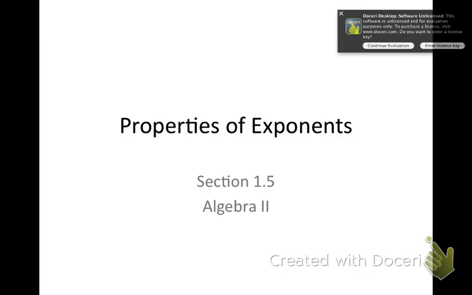So, properties of exponents today, section 1.5. Again, this will not be on the quiz tomorrow. We do have an assignment today that will probably be due on Wednesday, unless we have time tomorrow after the quiz. Then we will check the assignment then.